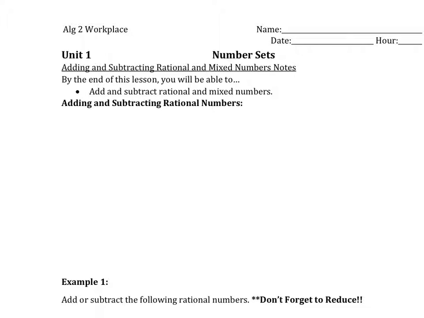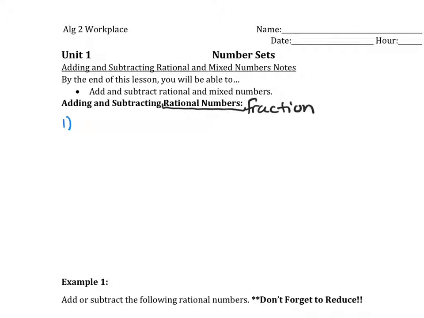Today we're going to be talking about adding and subtracting rational numbers. So again, rational numbers, that's just another way to say fraction. All right. To add and subtract rational numbers, it's a little bit more complicated than multiplying and dividing, because with adding and subtracting you have to find a common denominator.